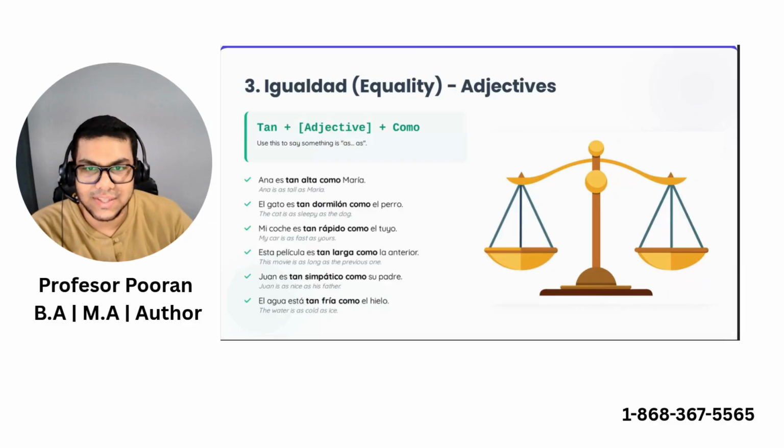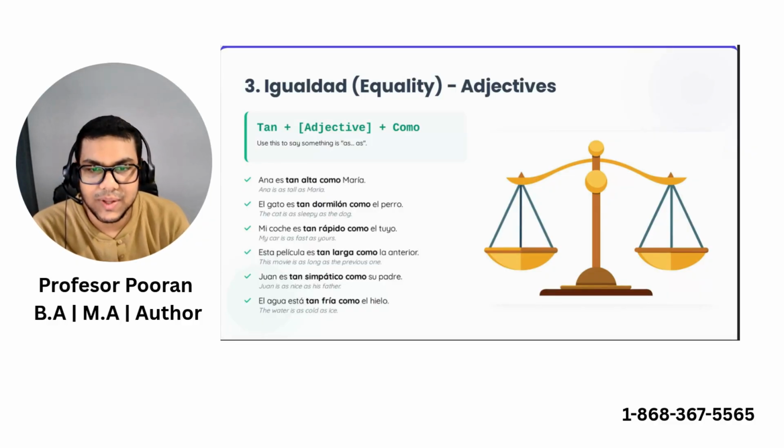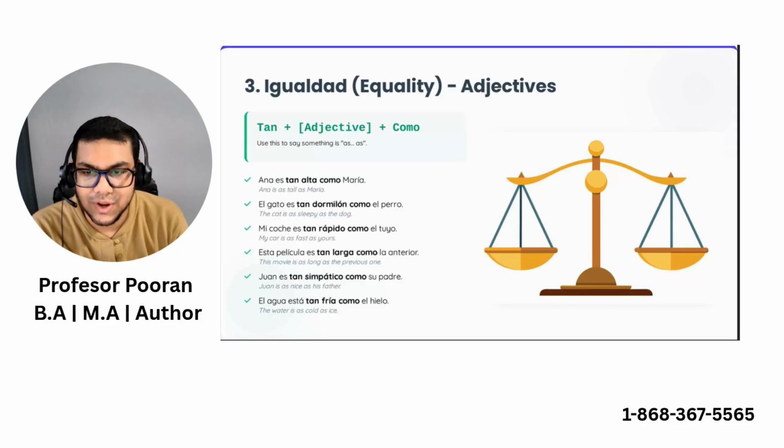Now we're going to look at equality. So we use the structure tan plus the adjective plus como, which literally means as something as. Ana es tan alta como María. So Ana is as tall as Maria. Again, alta because you're referring to Ana. El gato es tan dormilón como el perro. So the cat is as sleepy as the dog.